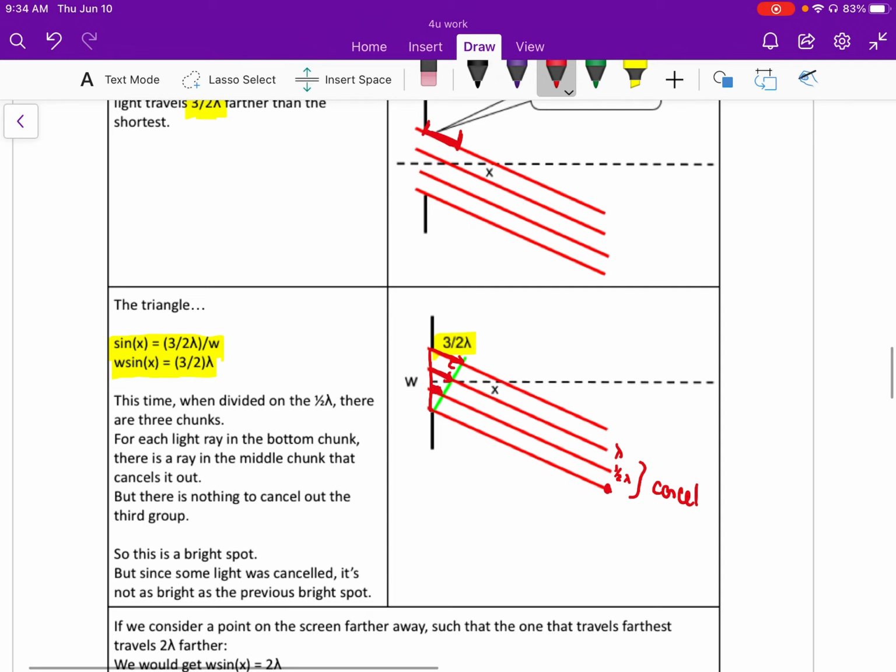For every light ray in the bottom bundle down here, there's one in the middle bundle that's half a wavelength longer. So kind of our evil twin thing. This light ray down here is going to get canceled by that light ray down there. We could do that game all day long. For every bundle of light in the bottom third, there's one in the middle third that cancels it out. So that one cancels with that one. Over and over again, we get light rays canceling with light rays. Basically, the bottom third and the middle third cancel each other out.